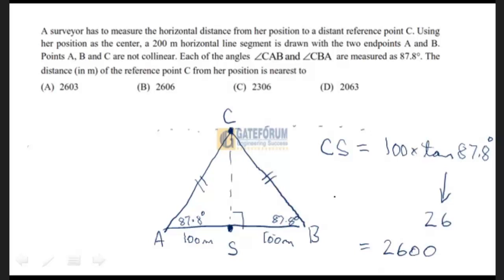Now look at the options. The nearest one to 2600 would be 2603, and hence the answer is 2603. And actually the exact value, if you use the scientific calculator, is indeed 26.03. But experience would also tell you that tan of 87.8 degrees is 26. So that's question 1.